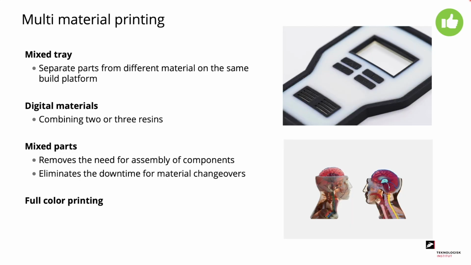Another benefit is the possibility of multi-material printing. This can happen in different ways. For example, you can have a mixed tray where you have separate parts from different material on the same build platform. You can also have digital materials where you combine 2 or even 3 resins. And you can have mixed parts that remove the need for assembly of components. And mixed parts also eliminates the downtime for material changeovers. Finally, it's possible to have full color printing.